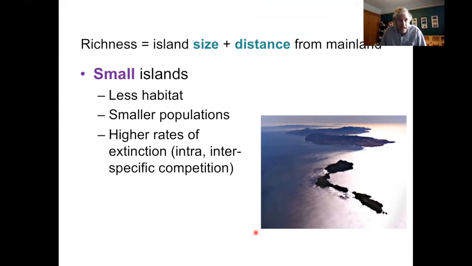Small islands have less habitat and smaller populations, and this causes higher rates of extinction through predation and intra- or inter-specific competition. Intra-specific competition is competition for resources among individuals of the same species. So for example, 2 squirrels competing over nuts. Inter-specific competition describes competition over a resource by 2 different species. So for example, a squirrel and a bird competing over nuts.